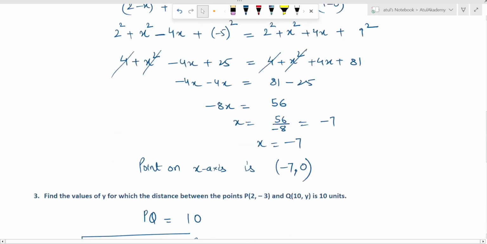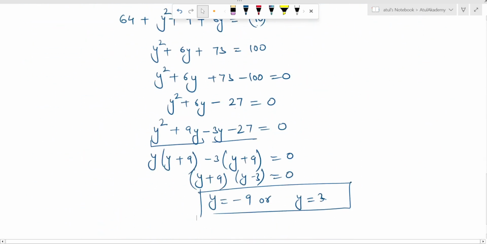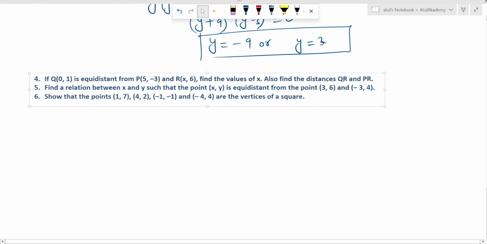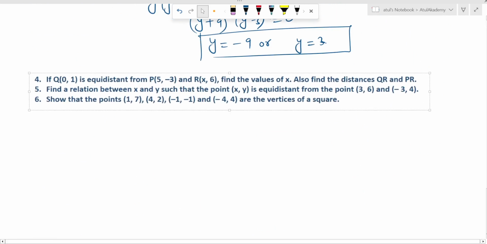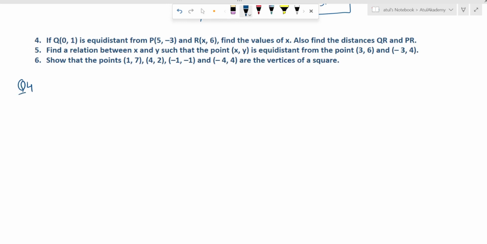Let's take other questions. So we are using only the distance formula to solve all these questions. Let's take all of them together over here. I'll copy them below so that we can refer to them. Now, question number 4. Question number 4 is saying that Q is equidistant from these 2 points. So I have Q, and the points are P (5, minus 3) and R, that is (x, 6). Equidistant meaning QP equals QR. Equidistant, do not take it as a midpoint. It's not given as a midpoint.